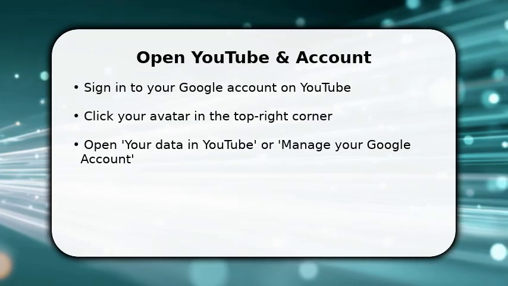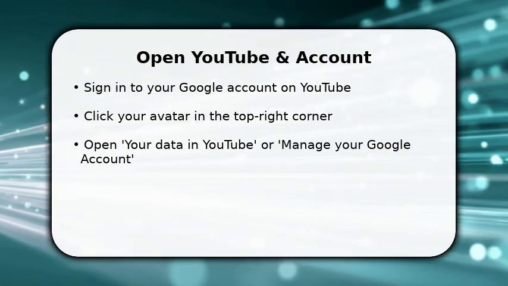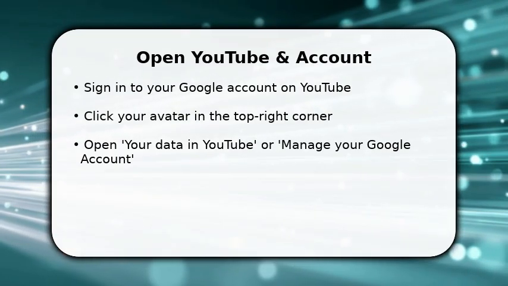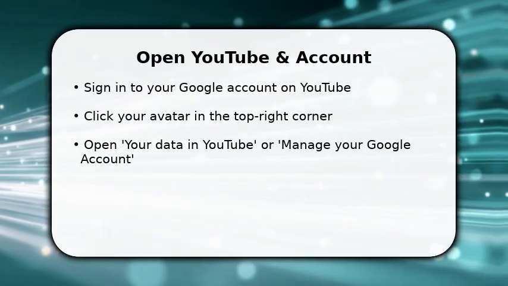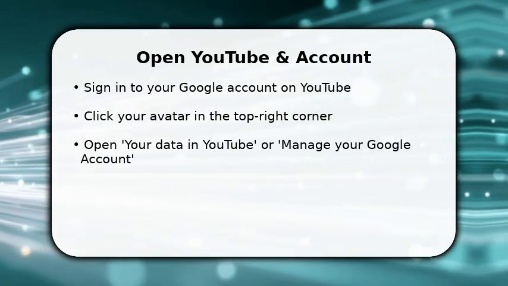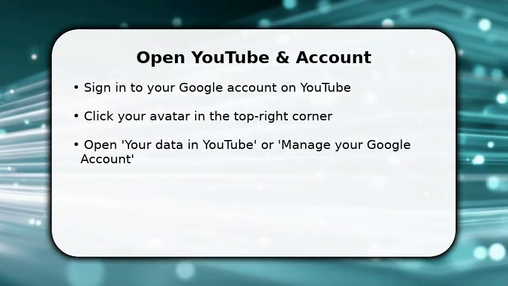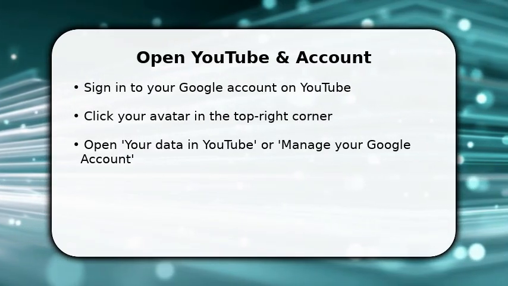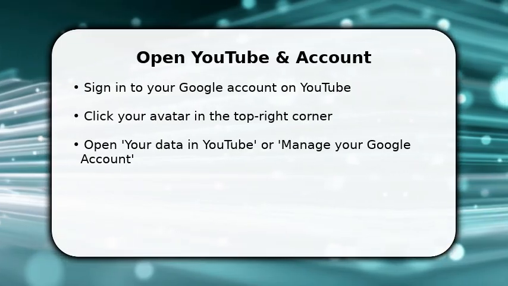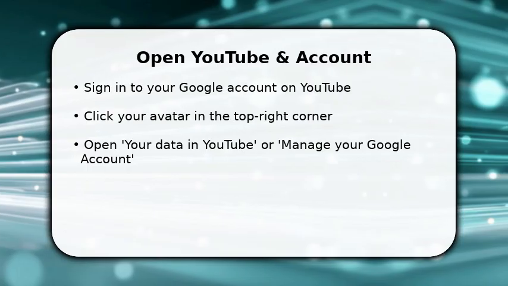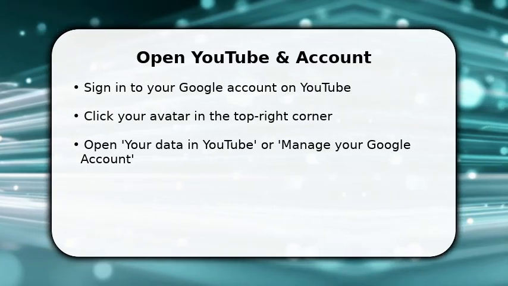Enjoy the video. You start by opening YouTube and signing into the account whose history you want to pause. Once signed in, click your avatar in the top right to access account controls. Make sure you choose the same Google profile you use on devices you want affected. Then select your data in YouTube or go to Manage your Google account and find YouTube privacy settings.